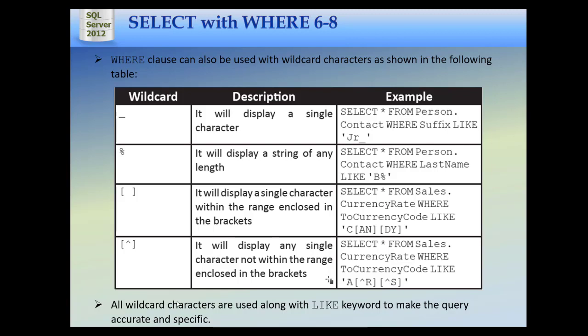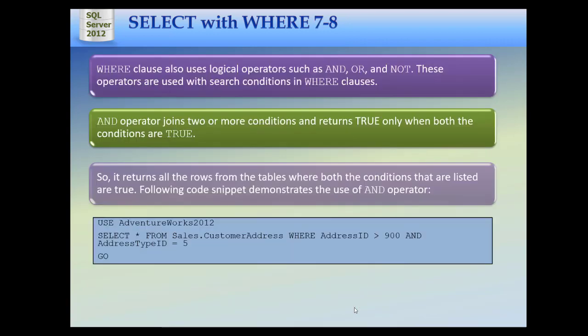Now all wildcard characters are used along with the like keyword to make the query accurate and specific. So the where clause also uses logical operators such as the AND, OR, and NOT, and these operators are used with such conditions in the where clause. The AND operator joins two or more conditions and returns true only when both the conditions are true. You remember this from your programming classes. So it returns all the rows from the table where both conditions that are listed are true. And we have a small code snippet here that makes use of the AND operator.